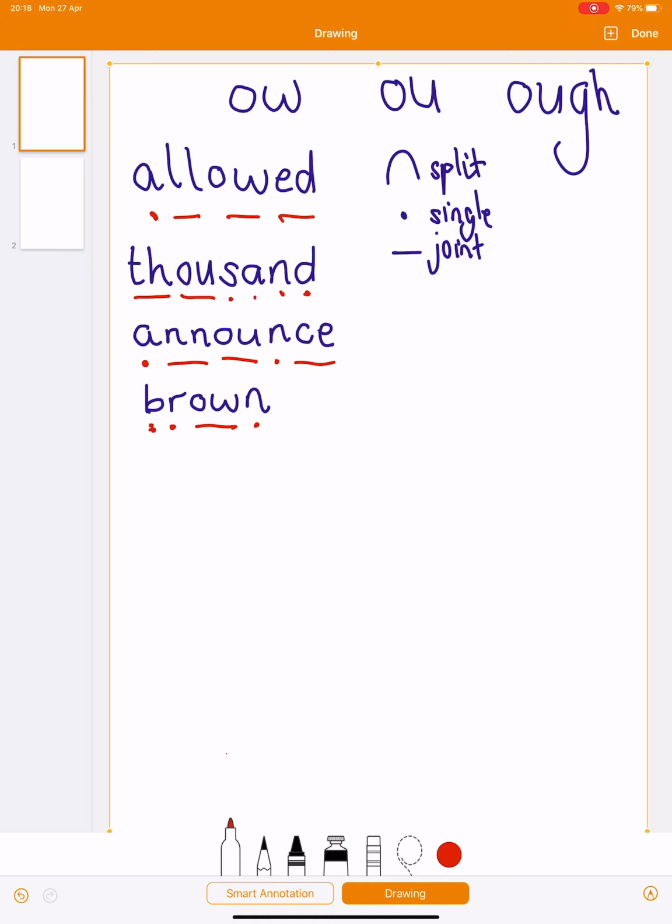Right, let's have another one here. Now remember when you stop the video to do your diacritical marking and your spelling, let's have crowd. So if I said there was a crowd of people, stop the video and have a go at that. Crowd.